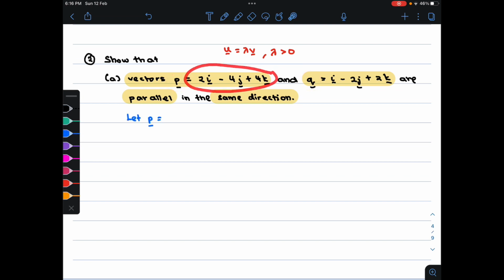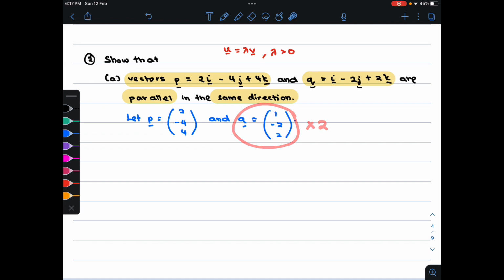So vector P is 2i minus 4j plus 4k. So I can write it as vector 2, negative 4, positive 4. And vector Q is i minus 2j plus 2k, which is 1, negative 2, positive 2. And we can actually see that vector P is actually vector Q times 2. So we can write it like this. This is vector P and it is actually 2 times vector Q, which is 1, negative 2 and positive 2.